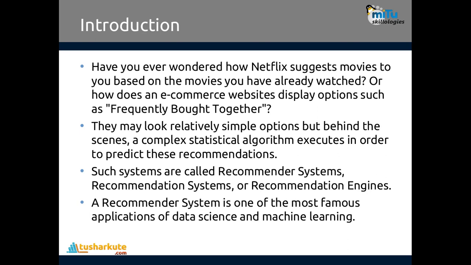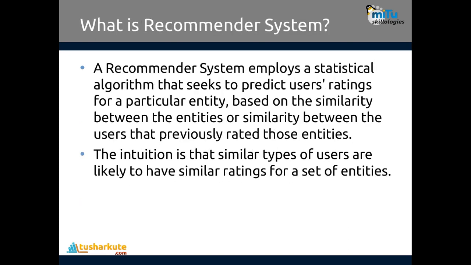A recommender system is one of the most famous applications of data science and machine learning. It employs a statistical algorithm that seeks to predict users' ratings for a particular entity based on the similarity between the entities, or the similarity between the users that previously rated those entities. The intuition is that similar types of users are likely to have similar ratings for a set of entities. That's why similarity measures are used, and based on that the recommendations are given to a new user. That is how you are going to make use of it.